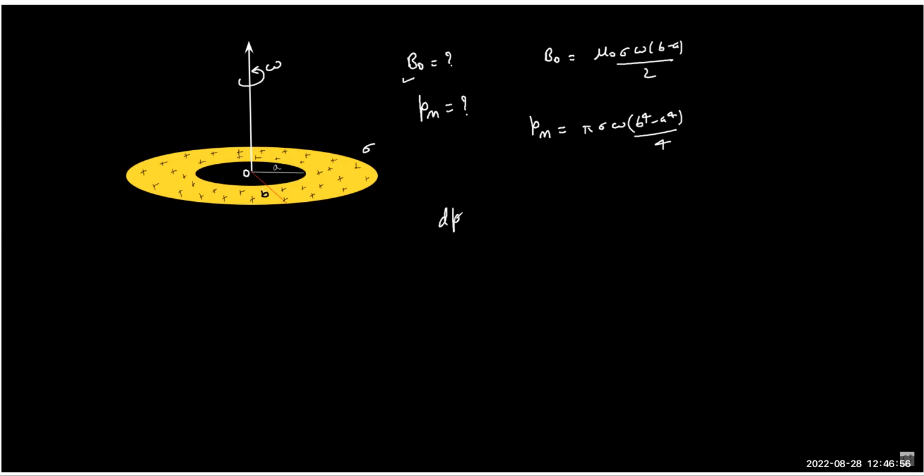Let me just confirm. So dB equals sigma 2 pi r dr times q omega by 2 pi, into pi r square, right? Yes, sir. That is also correct. Very good. So for any given charge distribution, if it is rotating charge, then you can always have the dipole moment, and we can also calculate the magnetic field.